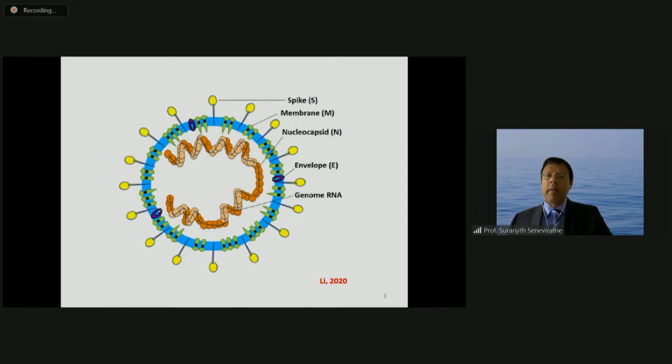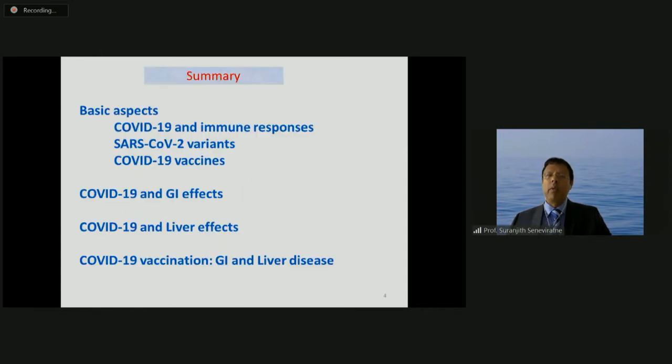Now, the summary of my talk would be a quick look at the basic aspects. I always like to go for the basics and then proceed to the more advanced concepts, because otherwise it's difficult to put it into place. Then I will talk about the GI effects, the liver effects, and vaccination in these two different groups of patients, especially concentrating on IBD, where you use a lot of medications, plus liver disease, chronic liver disease, and liver transplantation.